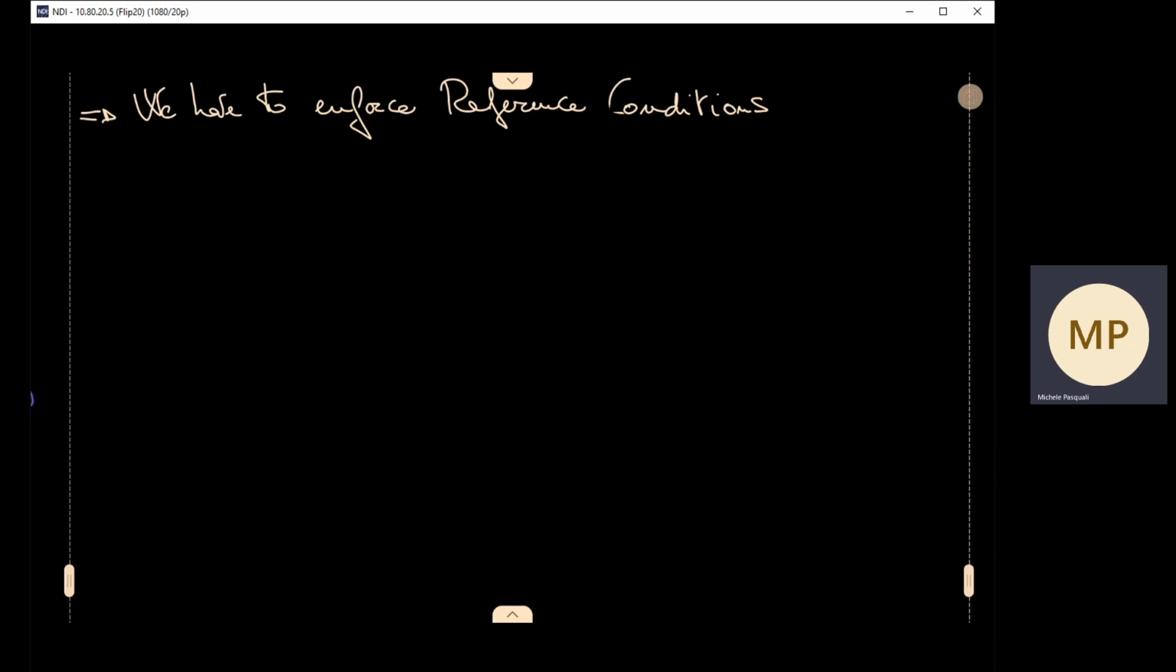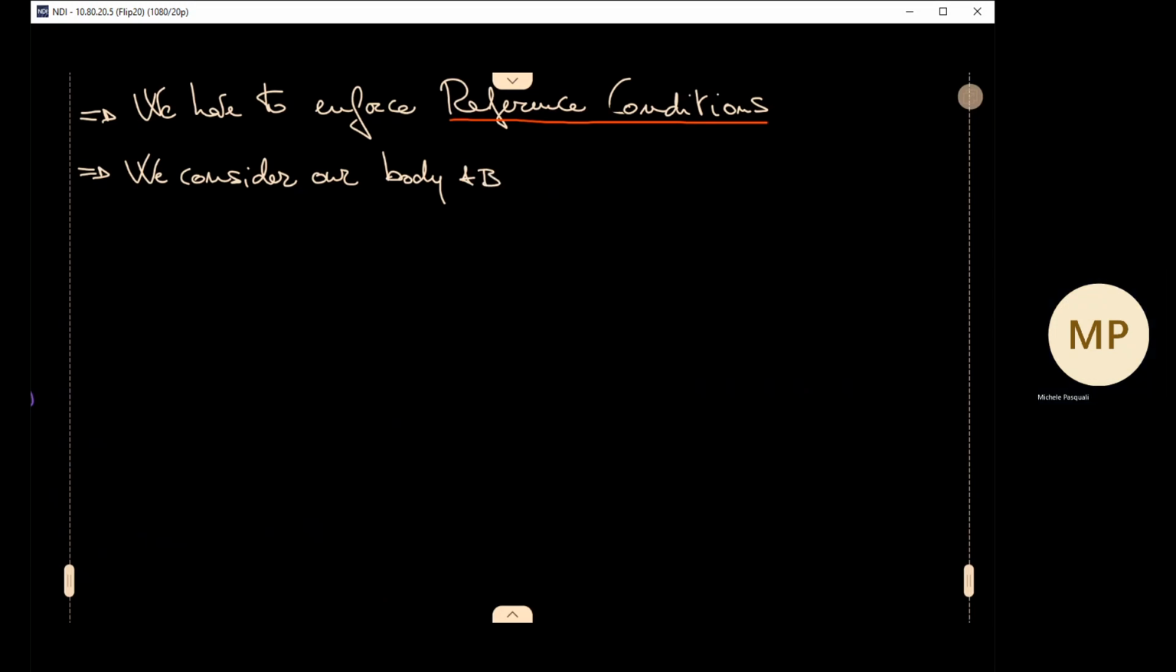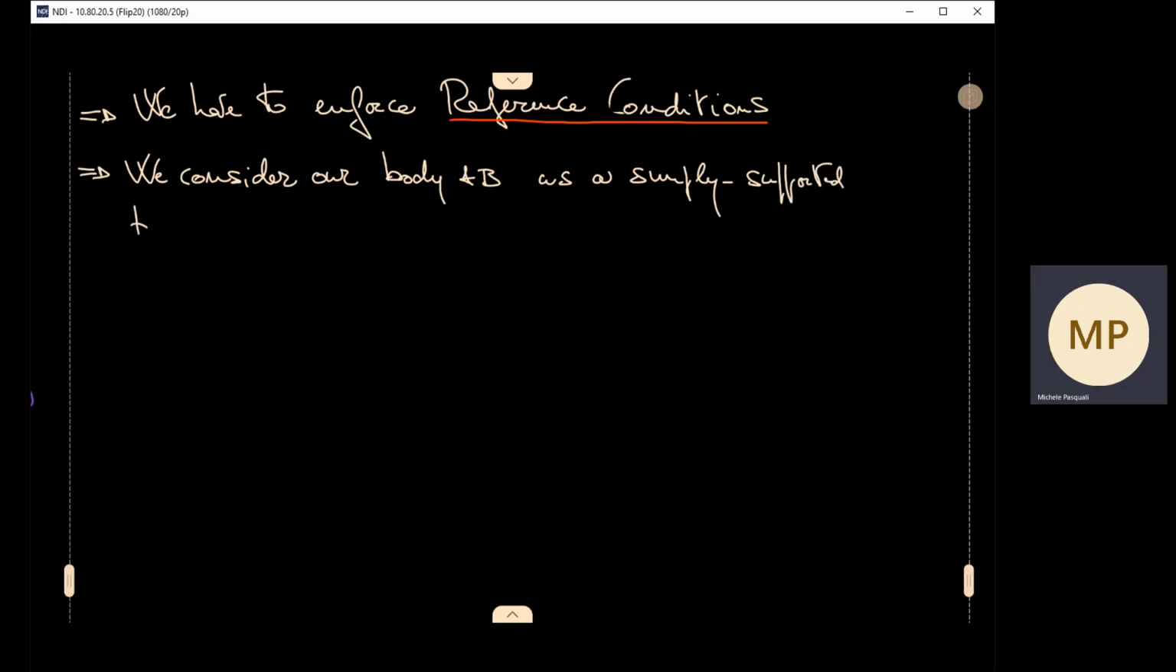How do we actually enforce these reference conditions? What we do is to basically consider our link AB as a simply supported beam. Okay? So we consider our body AB as a simply supported beam within our assembly.